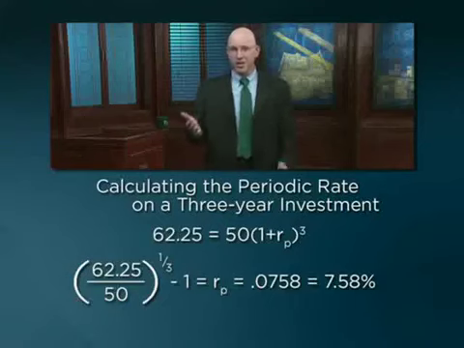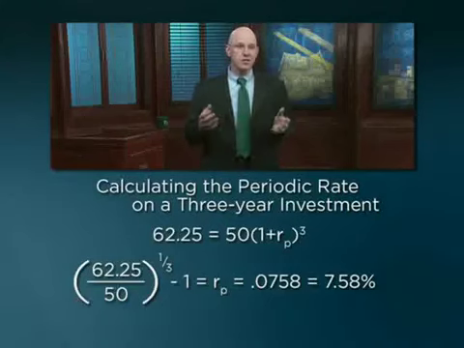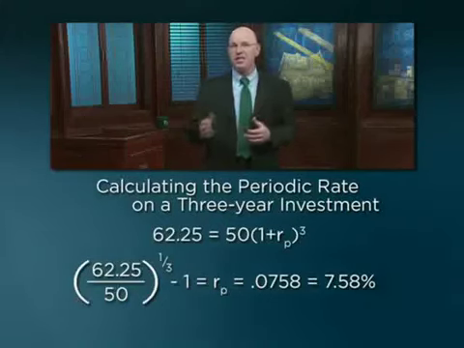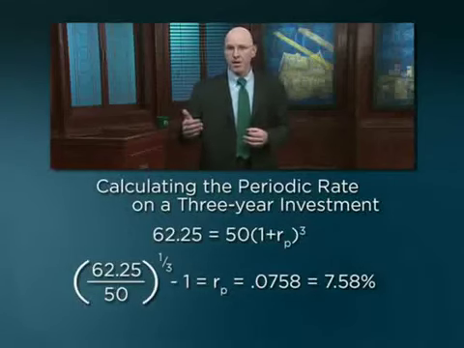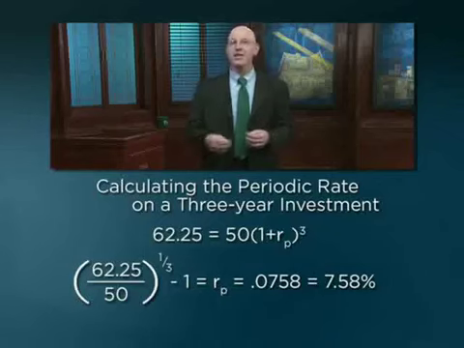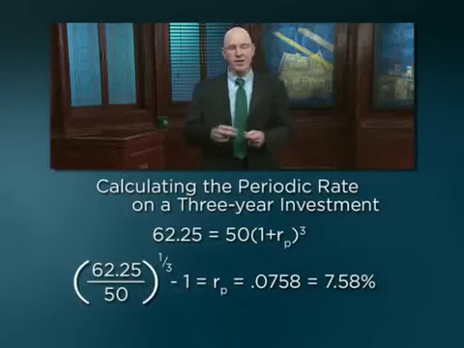This equation isn't hard to solve. We have 62.25 is equal to 50 times the quantity 1 plus RP, that quantity raised to the 3rd power. And with a little algebra, we find that RP is equal to 0.0758, or 7.85%.